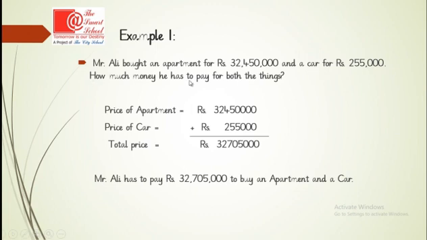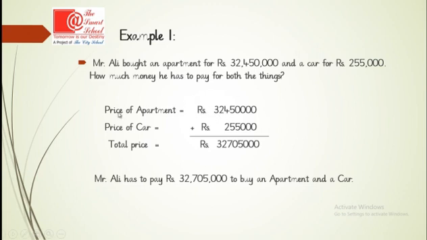Now, first you have to find which data is given. You will identify what the given data is and what they are asking. So the given data is the price of the apartment and the price of the car, and what they are asking is the total price of both the things. Then you will find what we have to do to find the total price. Yes, obviously we will add. So now we set up the sum. Here it is, the sum we set up.